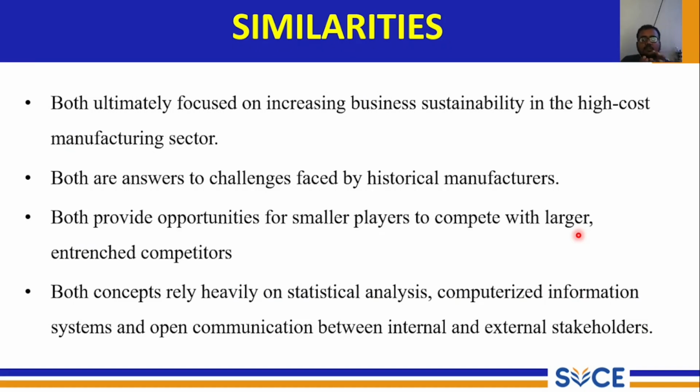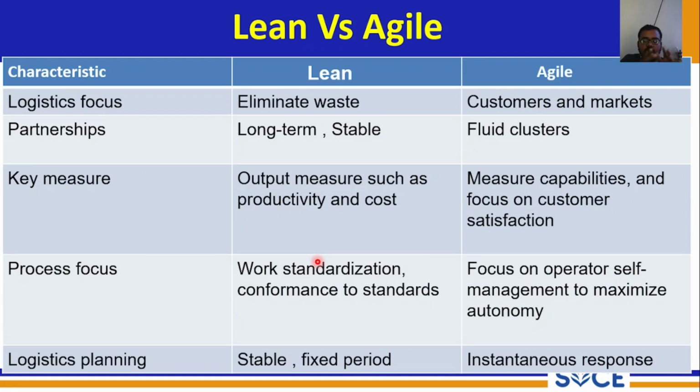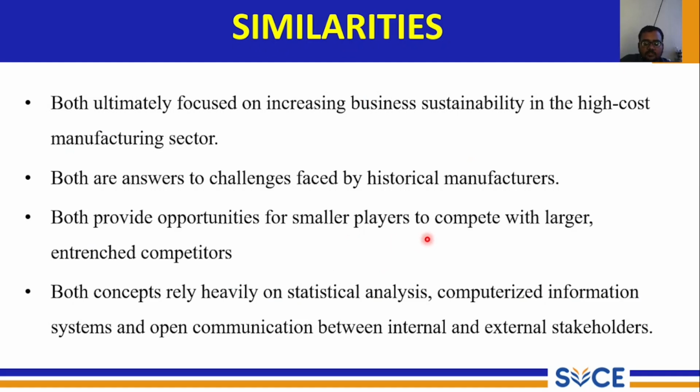There are a few similarities, of course, between agile and lean as well, as both are ultimately focused on increasing the sustainability of the business in high cost manufacturing sectors, and both provide opportunities for smaller players to compete with larger and entrenched competitors. As indicated here, when you form these fluid clusters, these small players refer to small and medium enterprises. When they form clusters, they will be able to compete with the larger competitors, because they can share their work, and the process can be divided, and they are able to meet the requirements in a much shorter time.